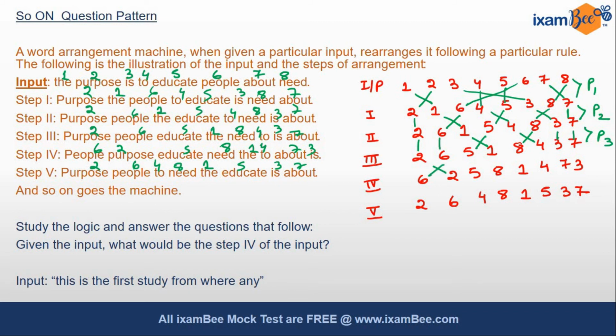2 and 6 have exchanged, 5 is at the same, 1 and 8 have exchanged, 4 is at the same, 7 and 3 have exchanged. So this is pattern 4.